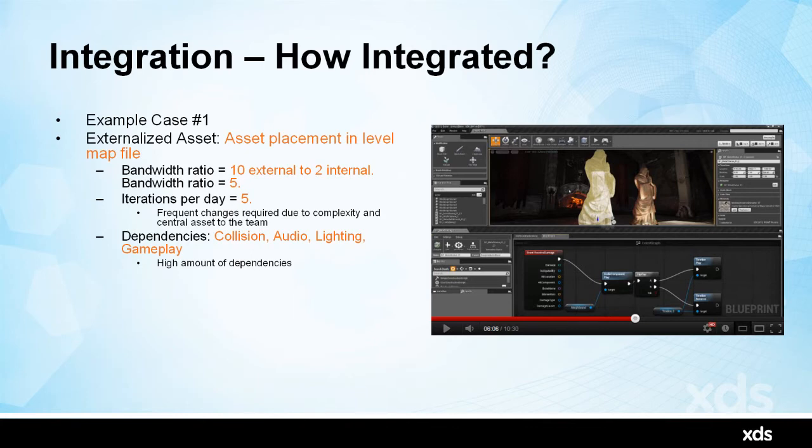There's a lot of dependencies in a map file. There's collision, audio, lighting, gameplay, and other things. So a high amount of dependencies. So this equals basically 100 externalization risk. What does that mean? It's up to you if that's high or low, but this could be quite risky.